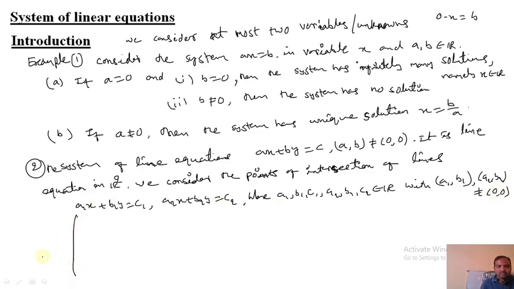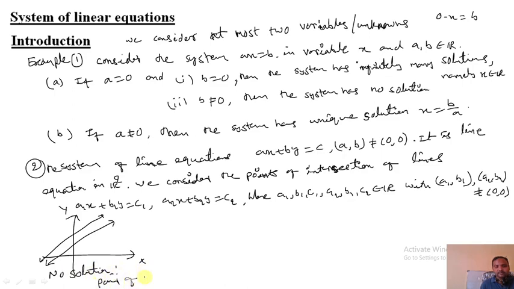Suppose we take this geometrically, with the x-axis and y-axis. Suppose these are the lines. It is a pair of lines with no intersection. This means no solution. A pair of parallel lines has no solution, because the lines do not intersect.